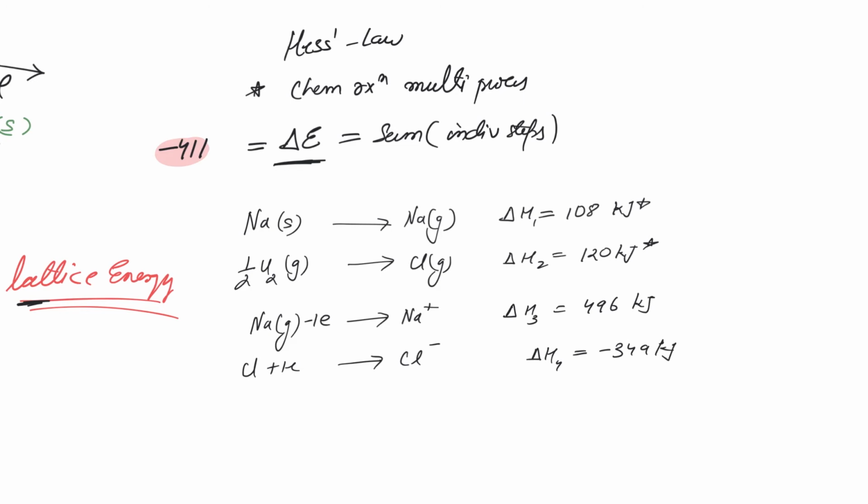Now you must be wondering one key thing here. Why have I written 496 for sodium, whereas in the case of chlorine I have written minus? Why is it a negative value? That's because when you pull out an electron from sodium, the mixture of sodium and electron is higher in energy level. You are increasing the energy level of the system. On the other hand, when you add one electron to chlorine, you are reducing the energy of the system. That is why minus.